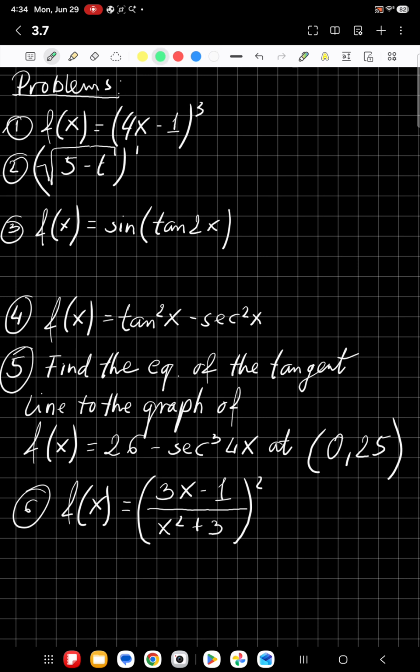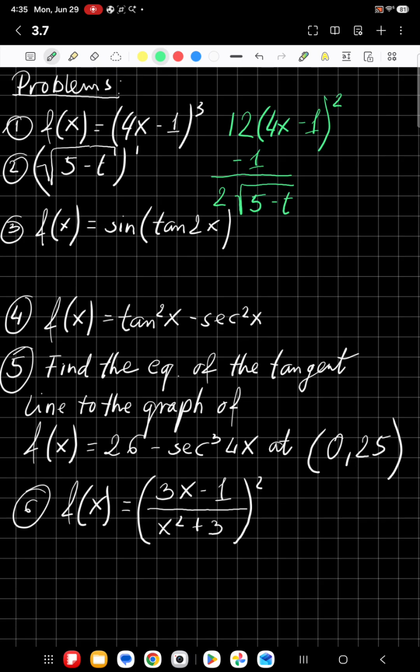And the first one is 12 (4x minus 1), and then this is to the second power, right? And now number 2. Number 2 is negative 1. By the way, this is a prime, not 1. I was just looking at it and thinking, why is there 1? Anyway, negative 1 on the top, and then 2 radical 5 minus t. Okay, so that's the second one.